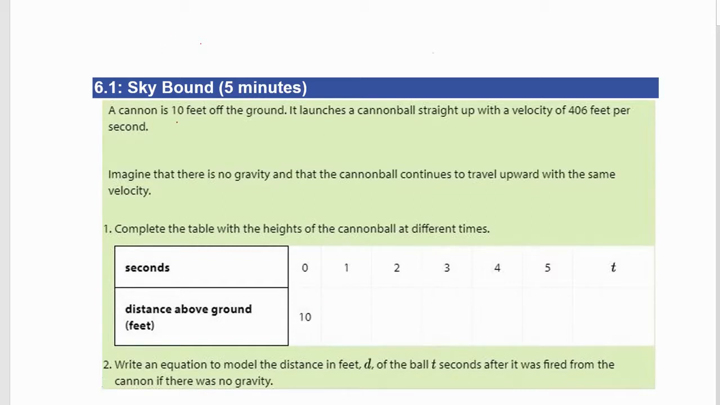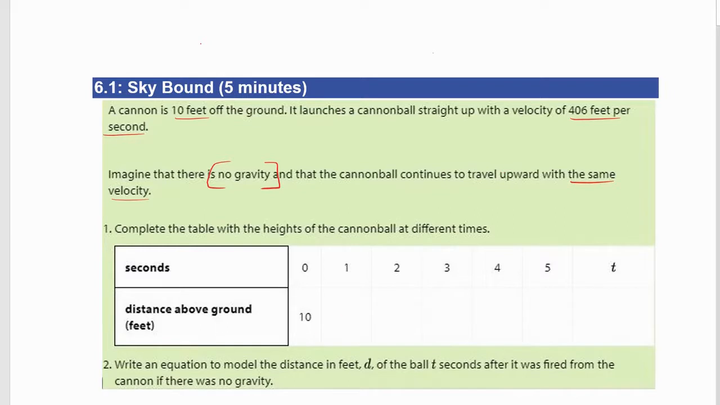A cannon is 10 feet off the ground. It launches a cannonball up into the air at 406 feet per second. It's not too fast. Imagine there is no gravity. Ooh, so that's changing some things for sure. That cannonball continues to travel upward with the same velocity. Yeah, that's a big deal.